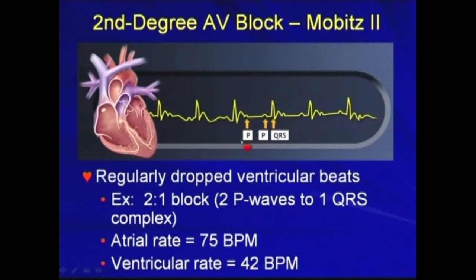How about the Mobitz type 2? It's regularly dropped ventricular beats. For example, 2-to-1 block. That is, for every 2 P waves, there's only 1 P wave conducted to the ventricle.